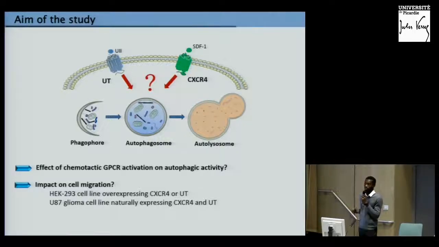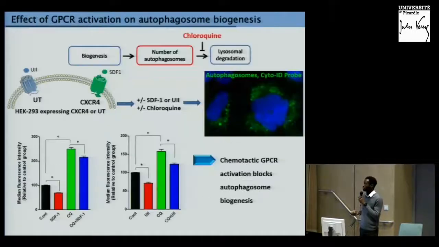activity. The object of this study was therefore to understand the impact of chemotactic GPCR activation on autophagy and understand how this modulation of autophagy could affect chemotactic migration. And to do this, we used two cell lines: the HEK cells overexpressing either CXCR4 or UT, and the U87 glioblastoma cell line that naturally expresses both GPCRs.